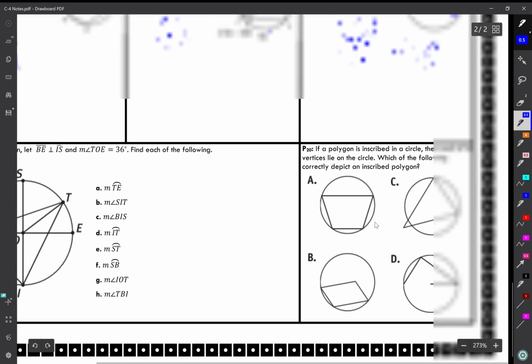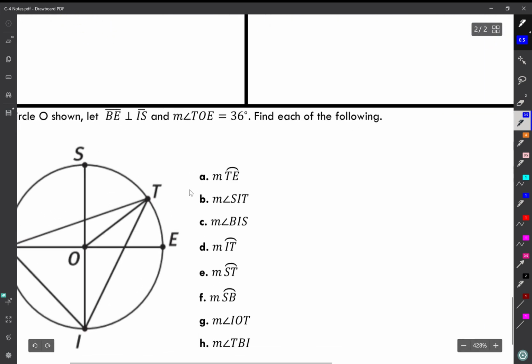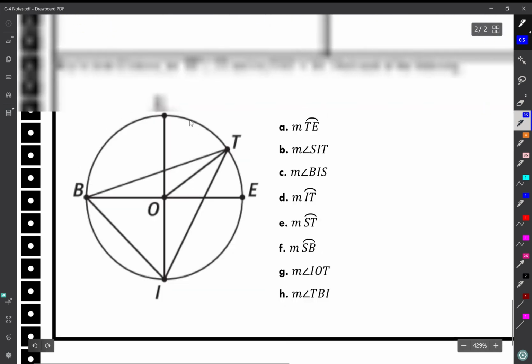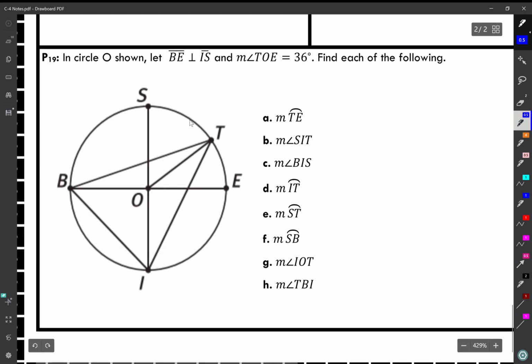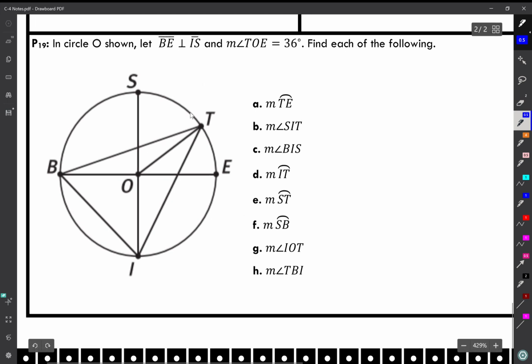Okay, we have 2 more problems. This one's a really good one to do right here. Number 19, in circle O shown, let BE be perpendicular to IS. That's the right angle. And the measure of angle TOE is 36 degrees. This is a central angle, so I know that its intercepted arc, arc TE, will be the same measure.